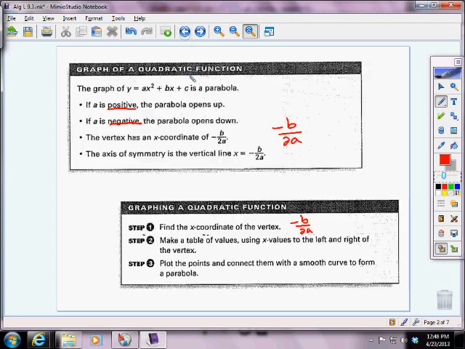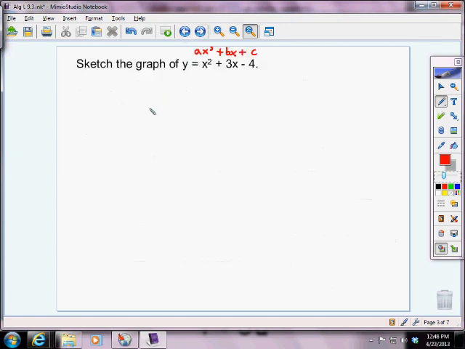So the very first thing, step 1, says find the x-coordinate of the vertex, negative b over 2a. So we have negative, what's our b? It's 3, over 2 times our a value. Well, there's nothing listed there, but we know there's 1 x squared there. So we can go 2 times 1. This works out to be a negative 3 over 2, or just a negative 1.5. So that's going to be the x value of our vertex.